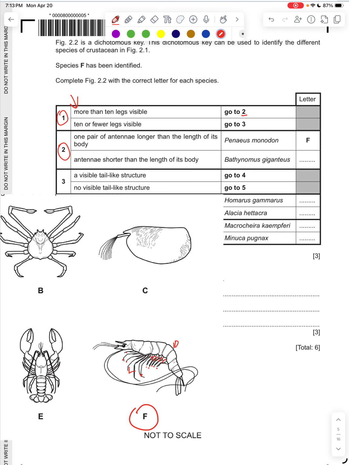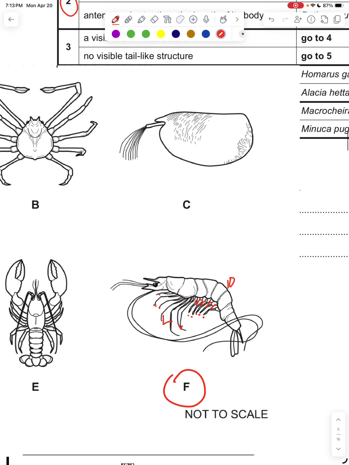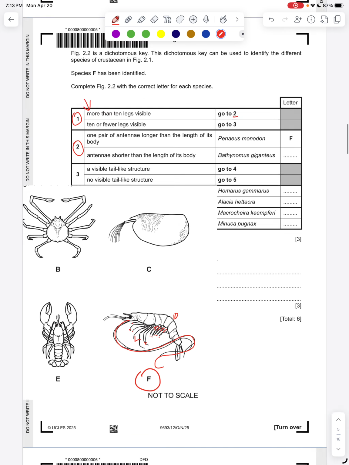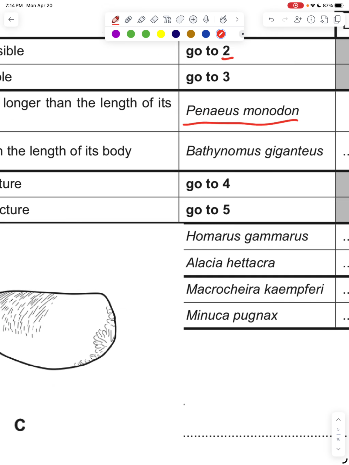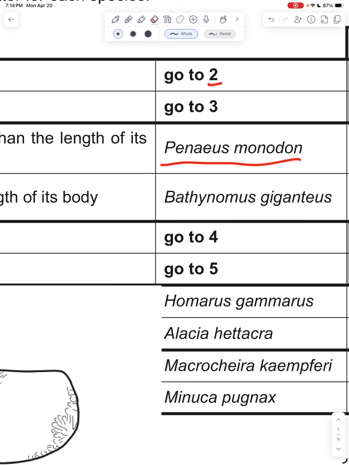One pair of antenna is longer than the length of its body, or the antenna is shorter than the length of its body. And we see here it's much longer than the length of its body. So yes, one pair of antenna are longer than the length of its body, and that is going to be its scientific name, Penaeus monodon. We can identify that it's a species name because it's written in italics, and it always goes genus followed by species. You do not have to write this in italics.